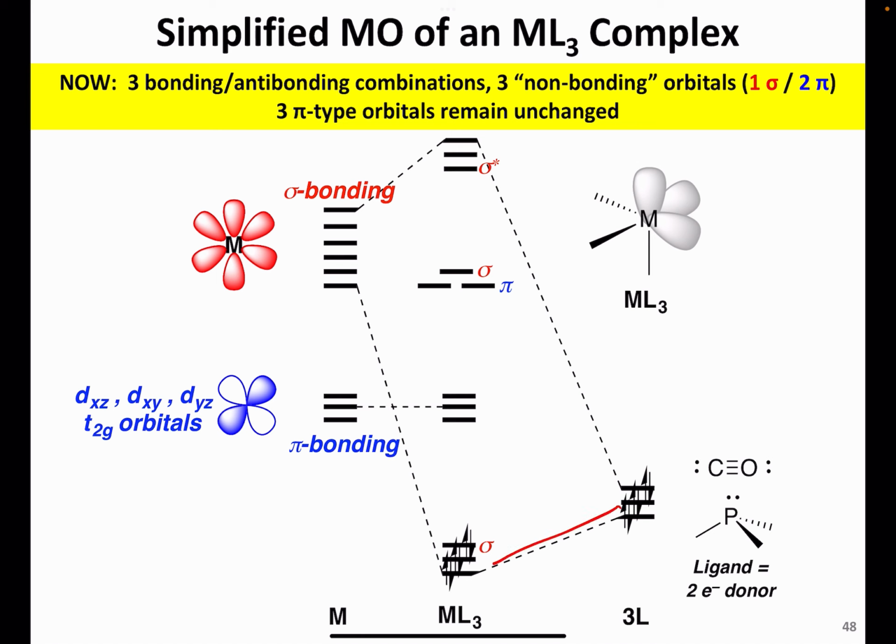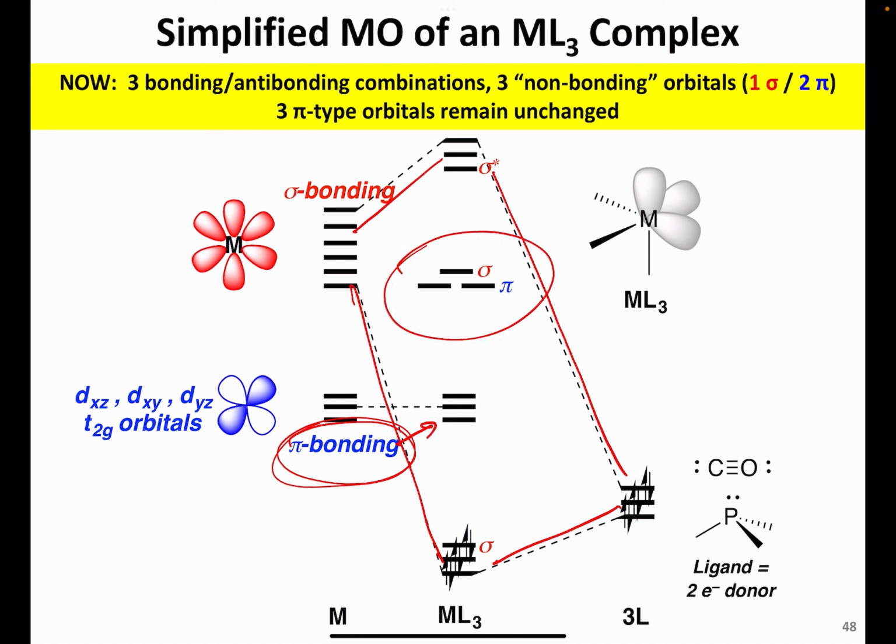We have 3 sigma bonding combinations, 3 anti-bonding combinations. The pi bonding orbitals, d orbitals, remain largely non-bonding in nature. They're found right here. Well, just as in the ML4 case, the 2 sigma bonding orbitals turn into 1 sigma and 1 pi bond. Here, they form into 1 sigma bond and 2 pi bonds. The same method is used to arrive at these symmetry labels as in the ML4 compound.